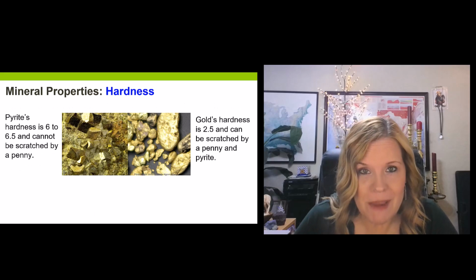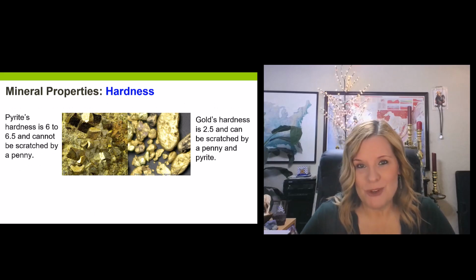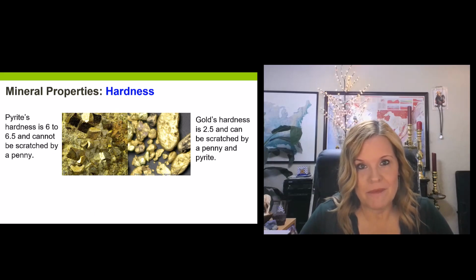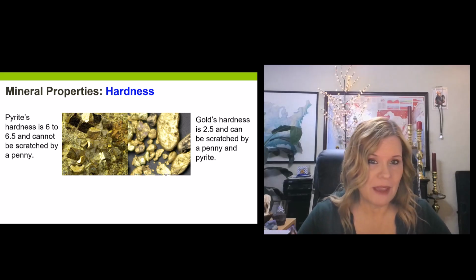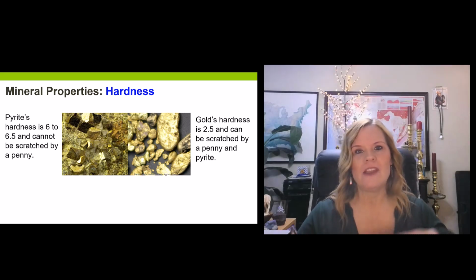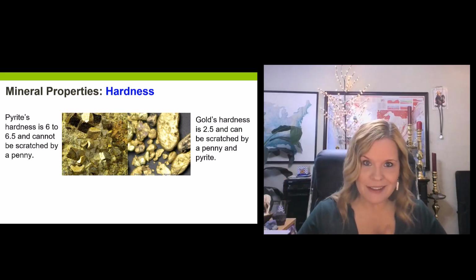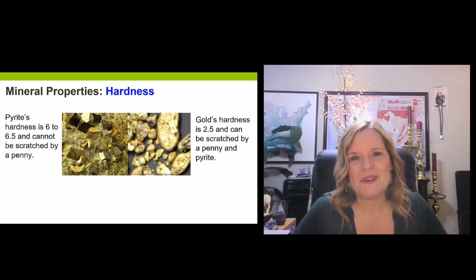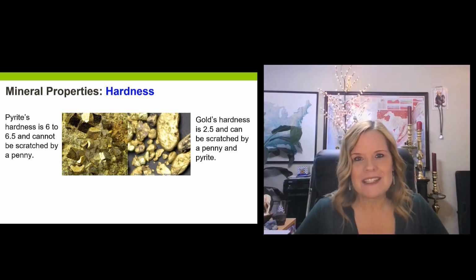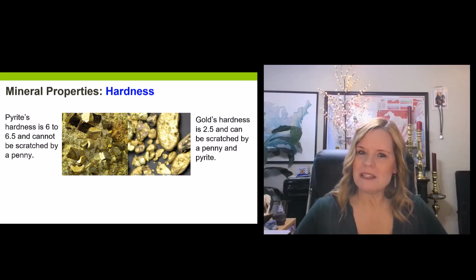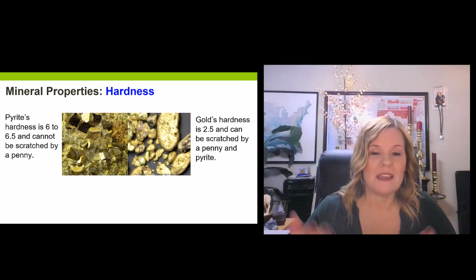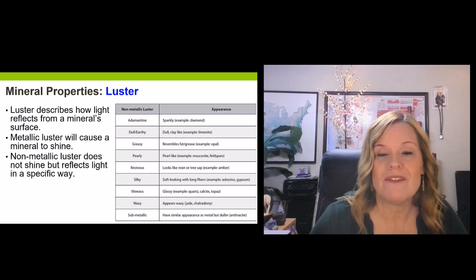For example, going back to pyrite and gold, I would not be able to scratch pyrite with that penny, but I would be able to scratch gold with that penny. So having a penny in your field bag, when you're going out to do legal collection of fossils, rocks, and minerals, is always a good idea. A steel nail, which is usually around 6.5 on the Mohs hardness scale, and just a few other basic tools are useful for understanding mineral properties as well as what you're seeing in the field.